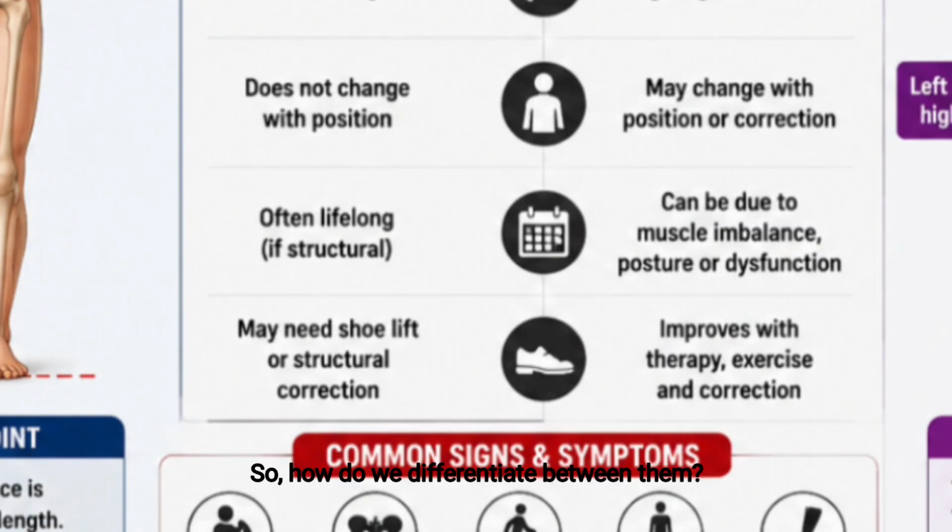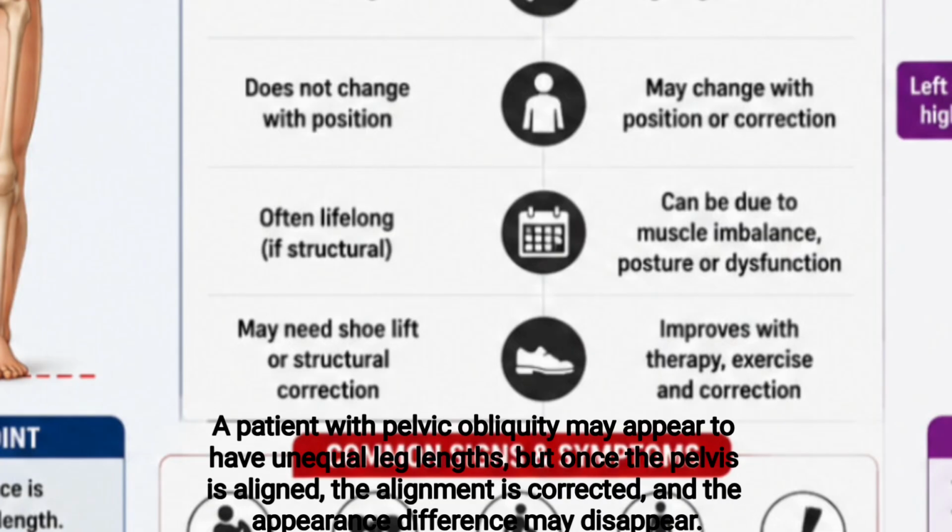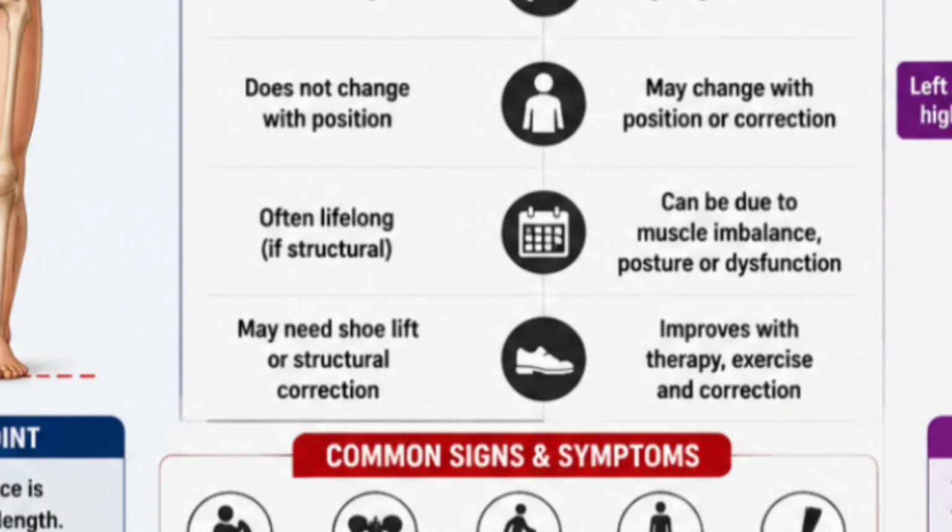So, how do we differentiate them? The key difference is that leg length discrepancy is a structural problem involving the length of the bones, whereas pelvic obliquity is a positional problem involving the pelvic alignment. A patient with pelvic obliquity may appear to have unequal leg lengths, but once the pelvis is aligned, the apparent difference may disappear. So these are the differences between them.